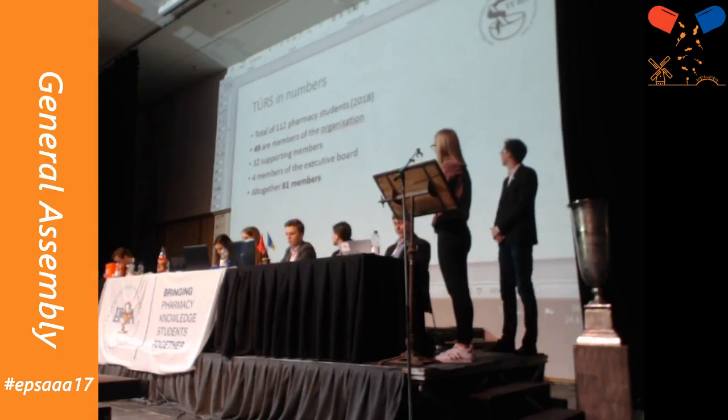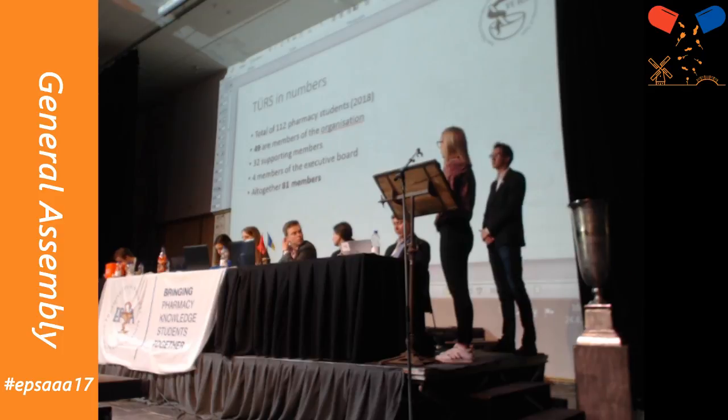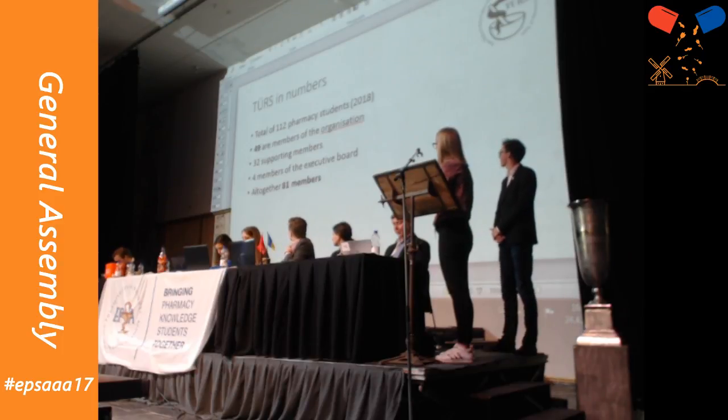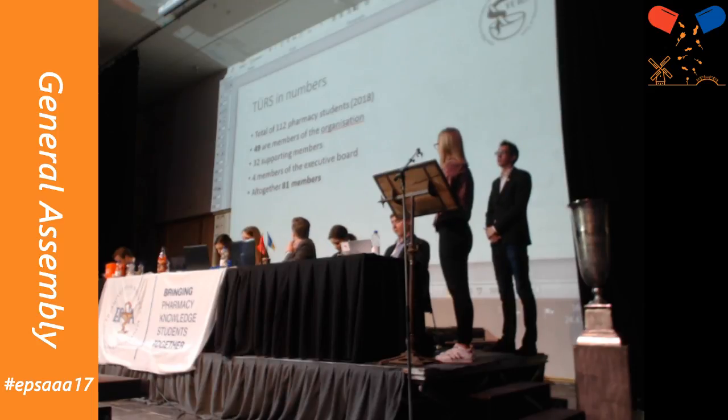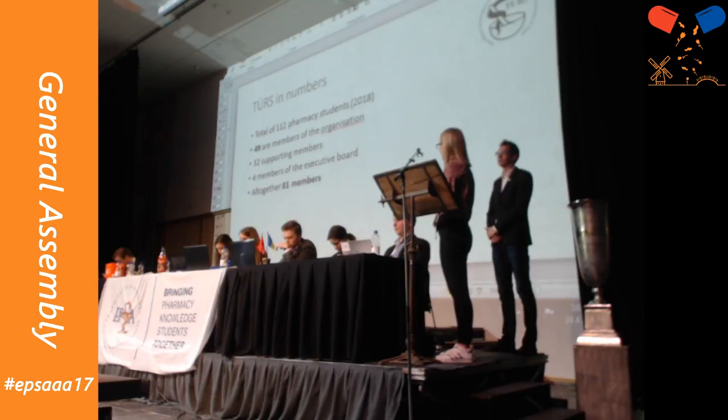So, in total we have 81 members, of whom 49 are students. And also we have then 32 supporting members. And as we have total of 112 pharmacy students, then as you can see, we have lots of them in our society, which is always a good thing. And also 4 members of the executive board.